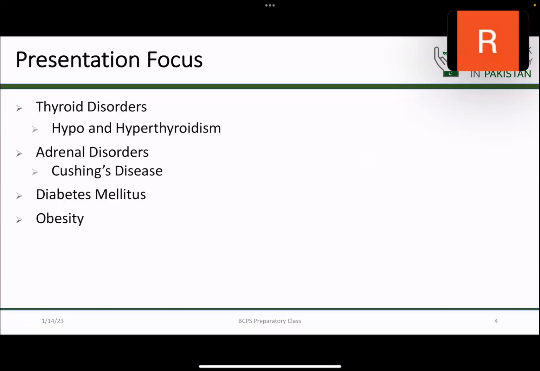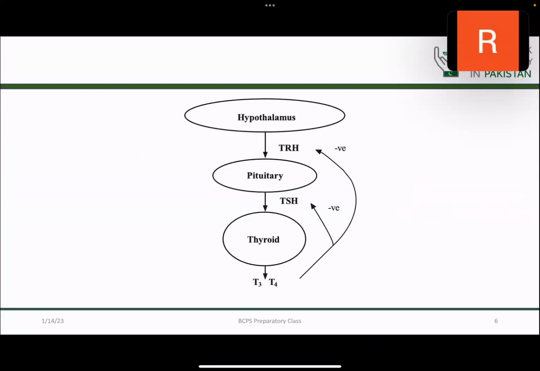So as I already told you, the presentation focus is thyroid disorders, in which we will discuss hypothyroidism and hyperthyroidism. We will talk shortly about adrenal disorders, mainly Cushing's disease, and diabetes mellitus and obesity. So let's start from thyroid disorders.